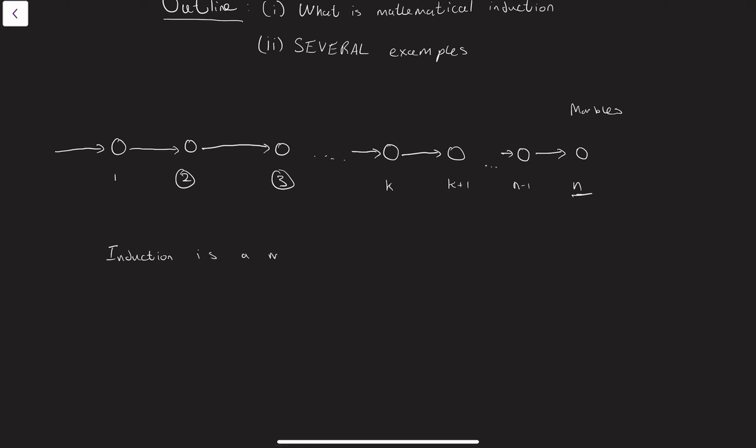is a method to prove statements true for natural numbers. And if you recall, a natural number is just a number greater than 0. So it's all the whole numbers bigger than 0.